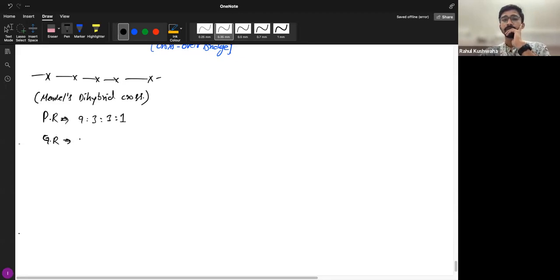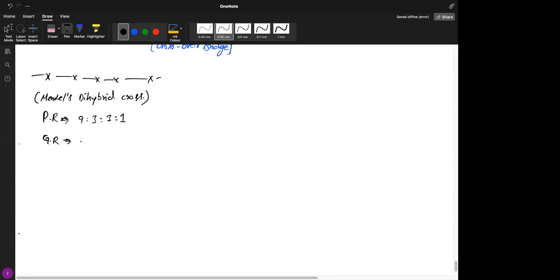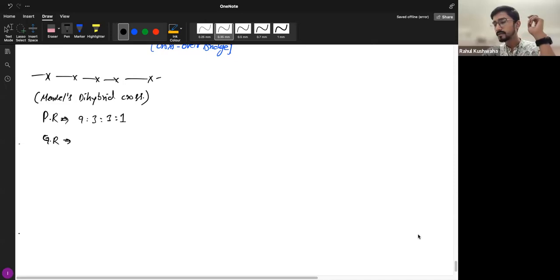Come on, genotypic ratio. It's a slightly longer one, right? I don't know the order which you gave, but I just remember it is increasing and then decreasing like a pyramid. So it's 1:2:1:2:4.